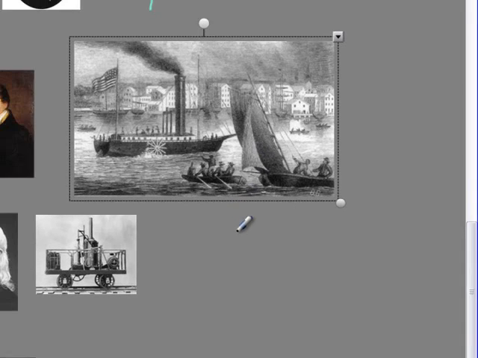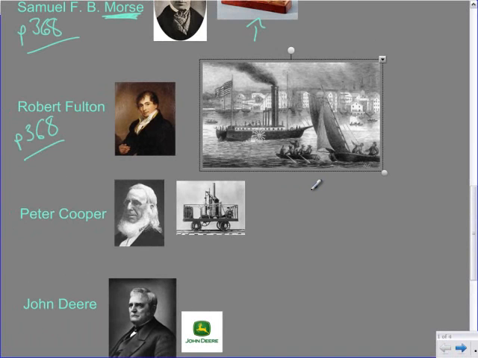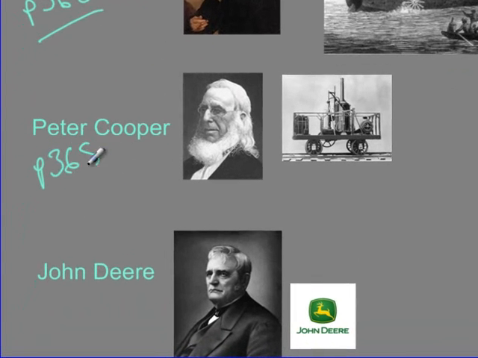The next thing here is Peter Cooper. It's the same kind of deal with Peter Cooper. He is on page 368 as well. And he invented the steam-powered locomotive, or the train. His first was the Tom Thumb. And this is just the beginning of the locomotive and railroad industry. We're going to see this jump from like 23 miles of track to like 9,000 miles of track in like 20 years. It's like ridiculous.